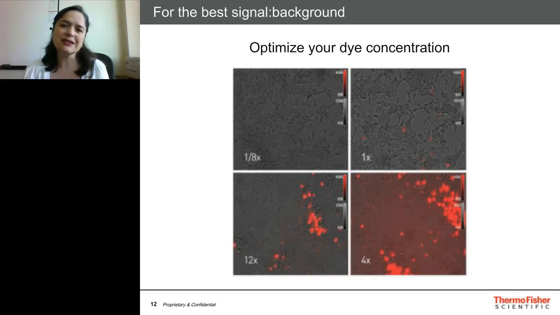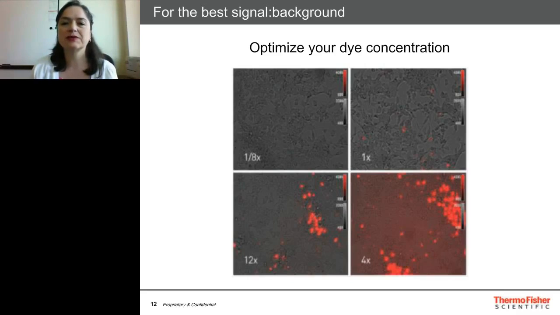Another thing that people don't always like to hear, but it's actually pretty important, is that usually when you purchase a dye to use on your cells, a range of concentrations is given. That's because the optimal concentration for your particular cell or tissue may not be the same as someone else's. So if you're having problems with signal and background, you really need to optimize your dye concentration. What you're seeing here in this series of panels is that concentration can really matter.